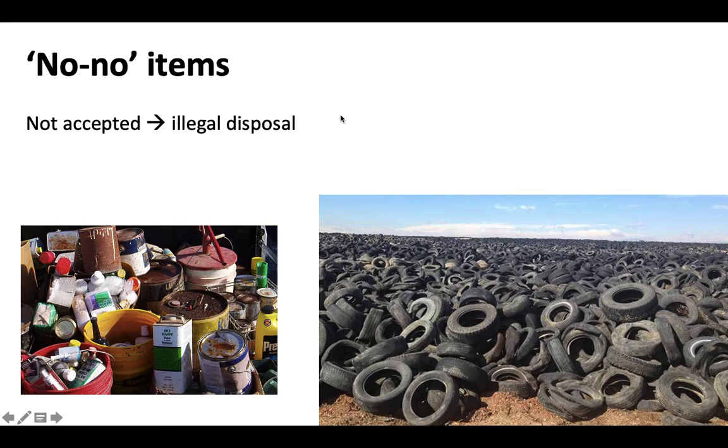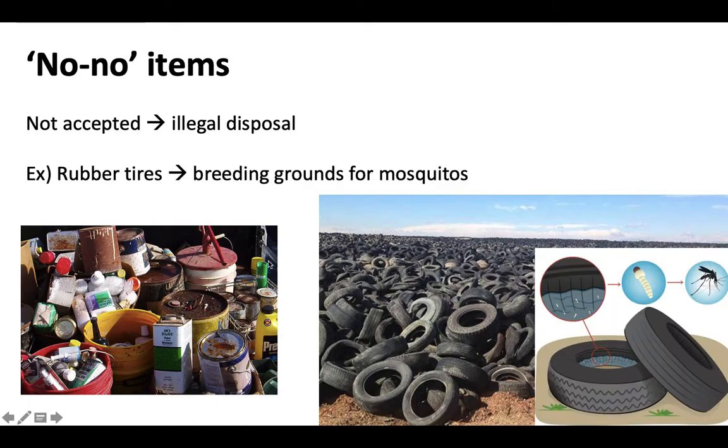Some things landfills will not accept. These are what I like to call no-no items, but they are not accepted by the landfills, and because they're regulated, probably by the RCRA, the Resource Conservation and Recovery Act, and they include things like rubber tires, which are breeding grounds for mosquitoes. Water can build up inside the tires where mosquitoes lay their larvae and lead to mosquito-borne illnesses, such as malaria, Zika, or West Nile virus.